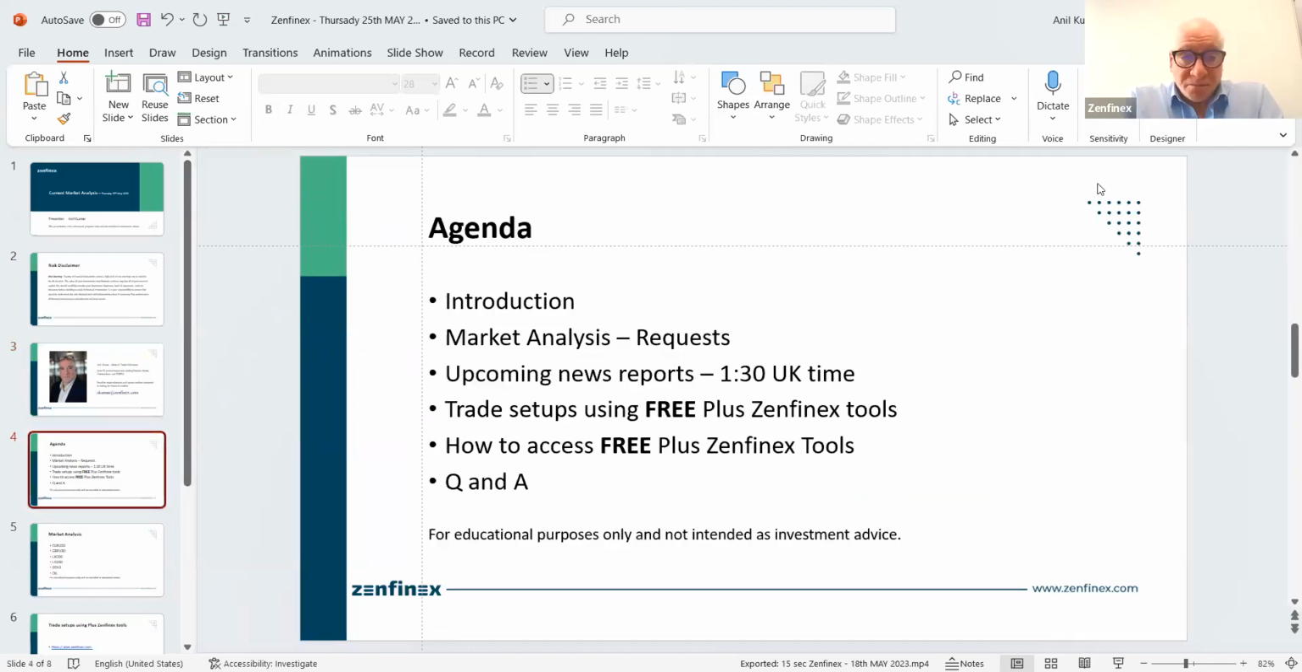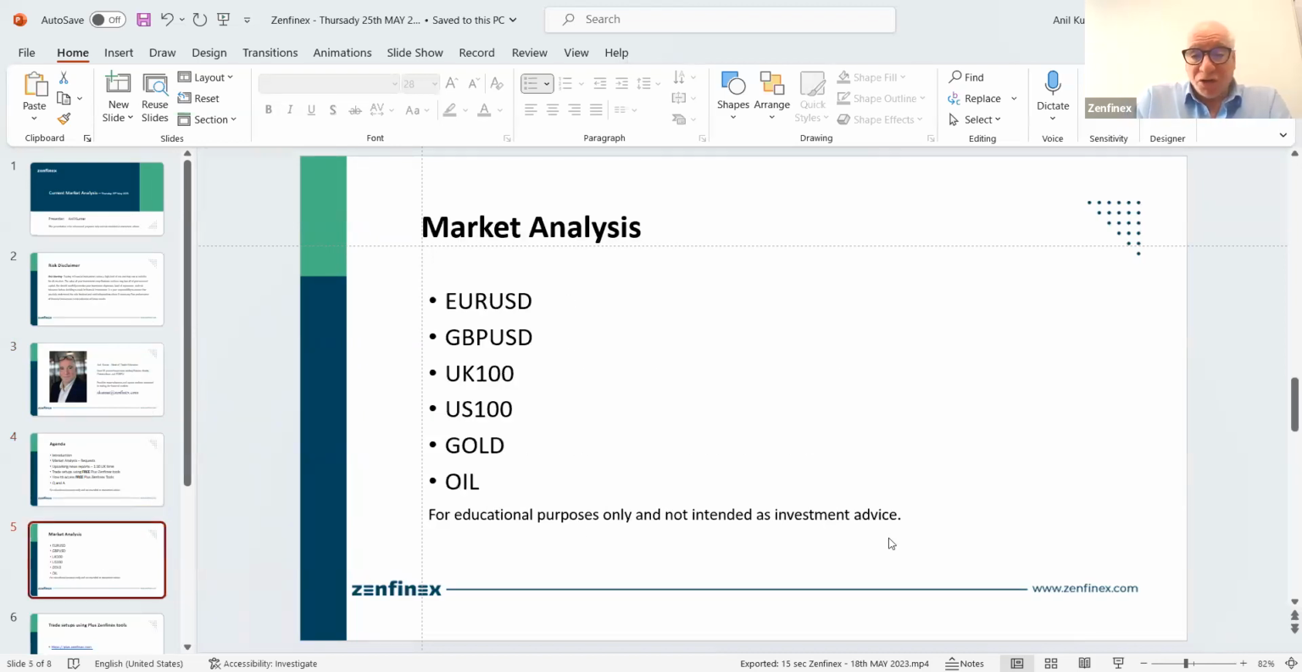Quick agenda: obviously just the introduction, then we can do a bit of market analysis. I do encourage any of you who are interested in me looking at charts specific to yourself, please do so. We're also going to have a look at upcoming news reports. It's unemployment at 1:30 UK time in the States. And we're also going to look for some trade setups using the ZenFinex Plus tools and how to access these free tools a bit later on. But I really want to jump straight into charts, if you don't mind, and take a look at a couple of things that I've been looking at myself.